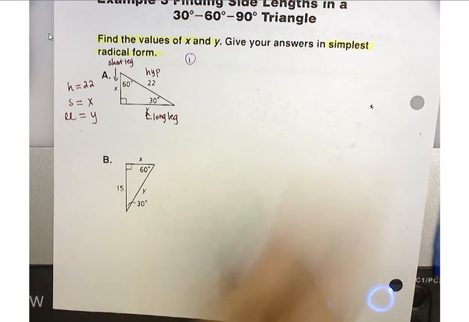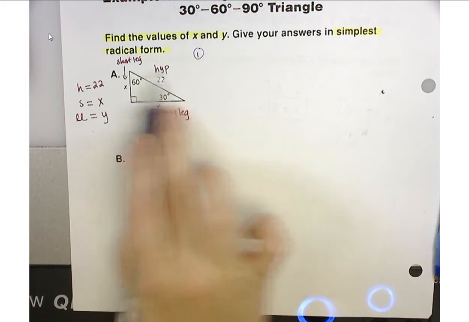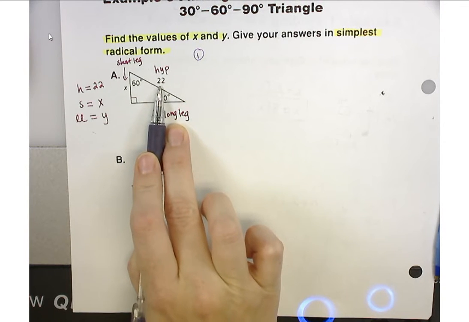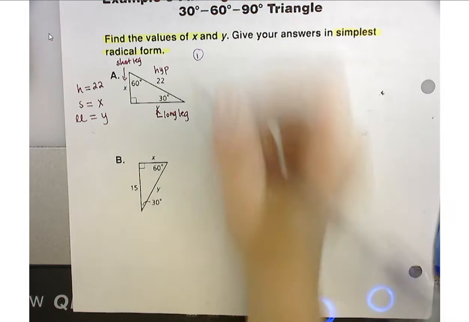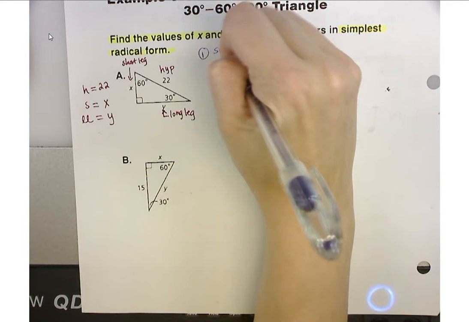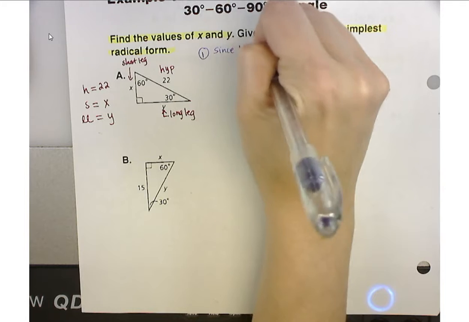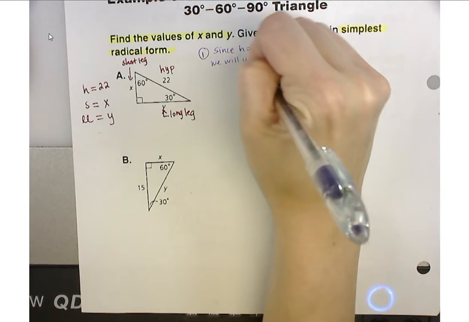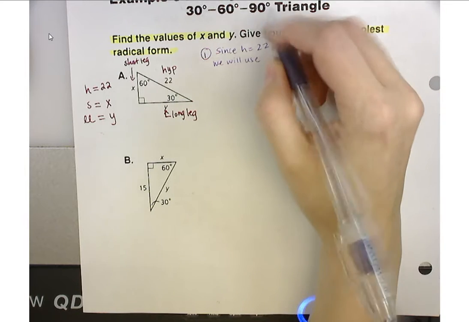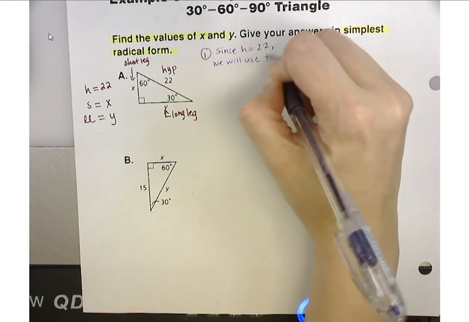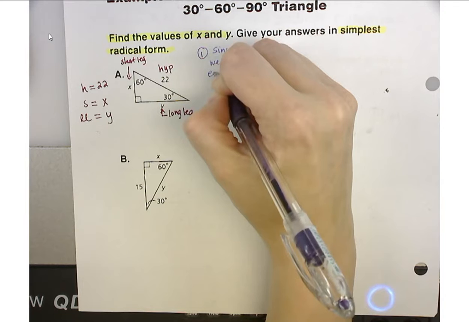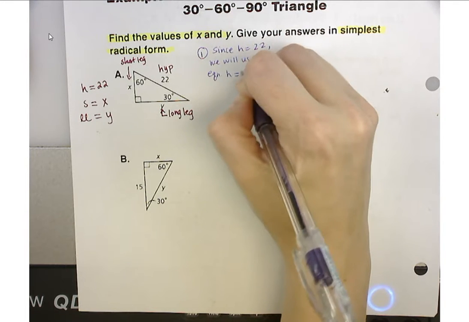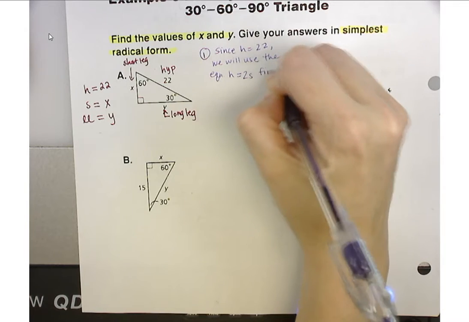Okay, so the only numeric value we're given here is 22. And 22 is the what? Hypotenuse. So since your H value is 22, we will use the equation H equals 2S first.